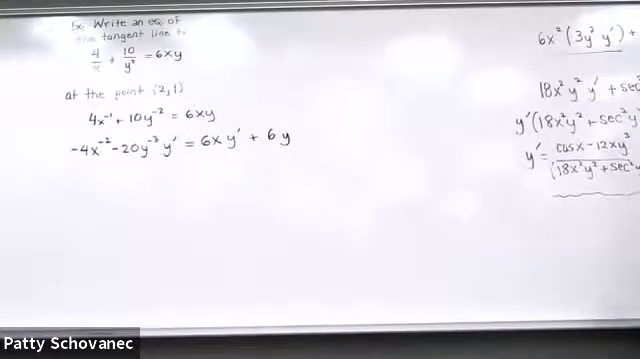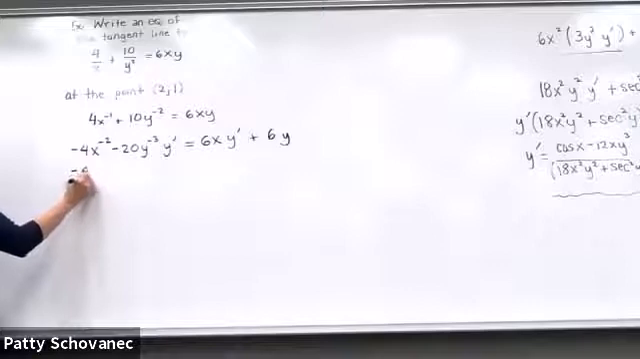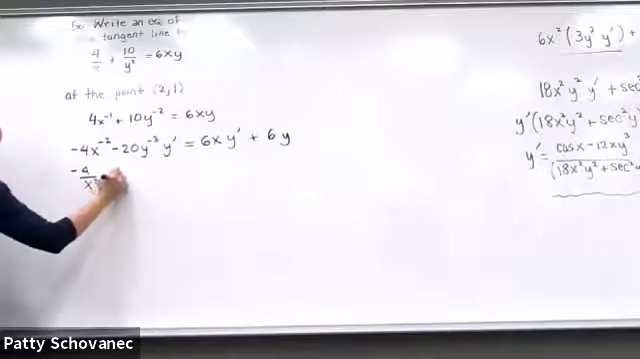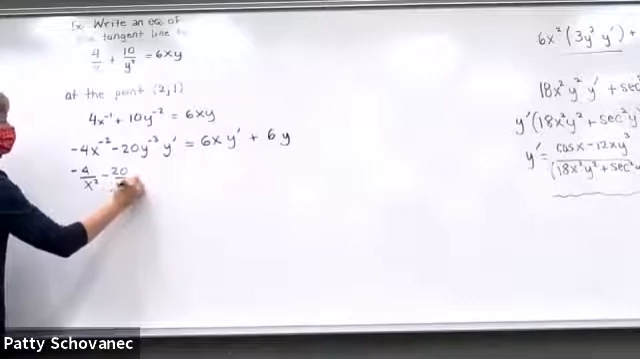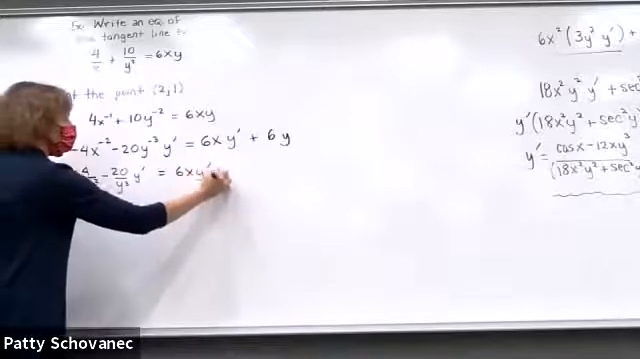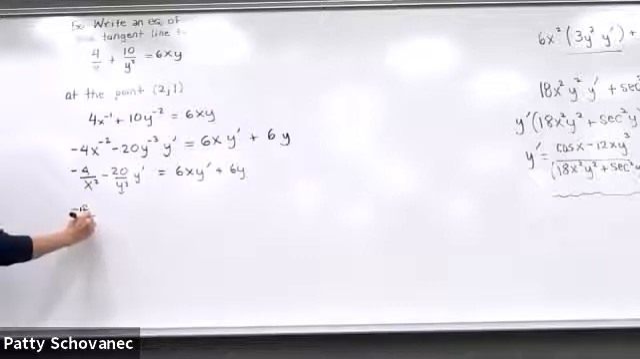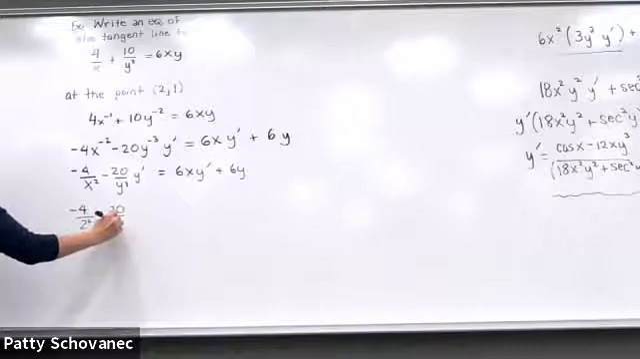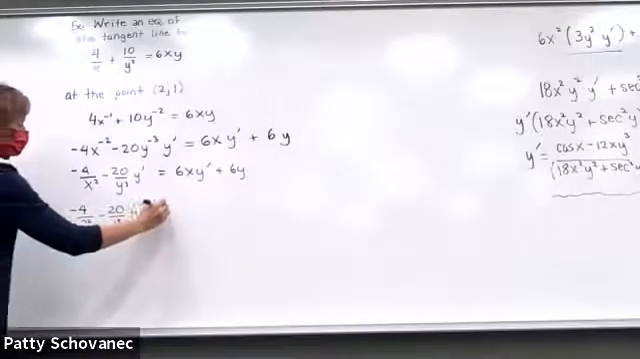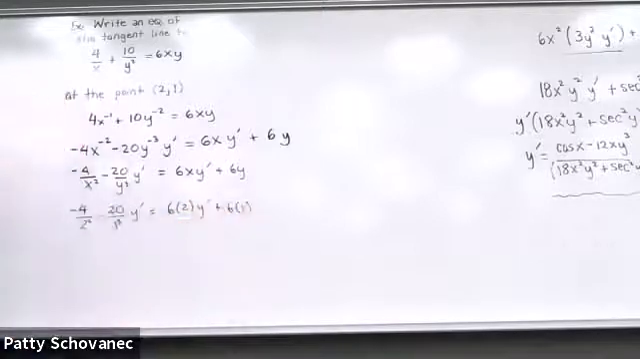And now I'm going to write with positive exponents, and then I'm going to put the numbers in. So this becomes -4 over x squared minus 20 over y cubed times y prime. And then this stays the same. Now I'm going to put 2 in for x and 1 in for y. And we'll crunch the numbers out.